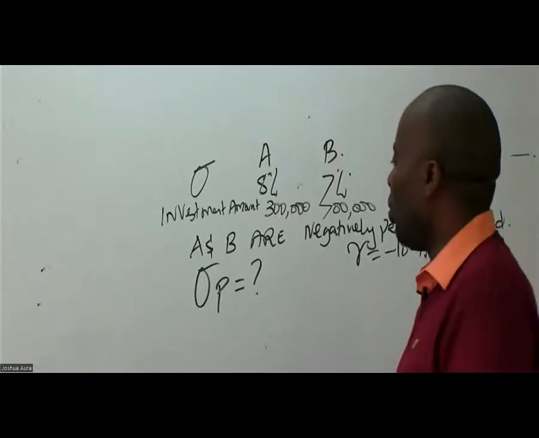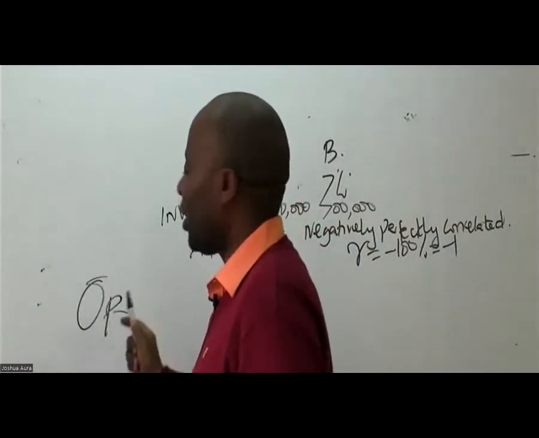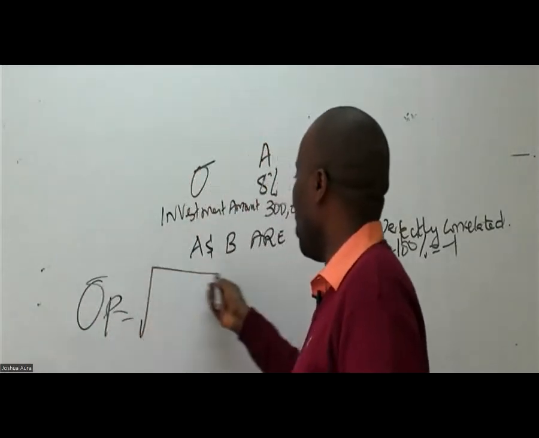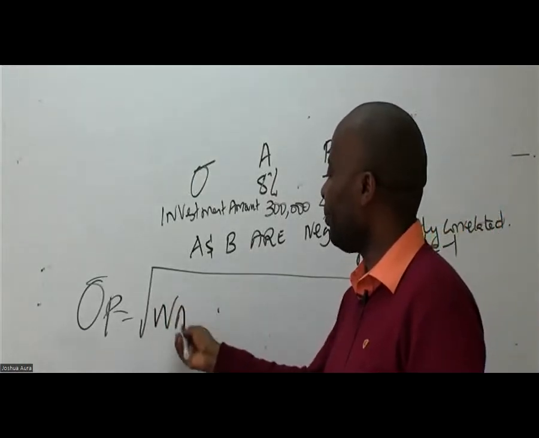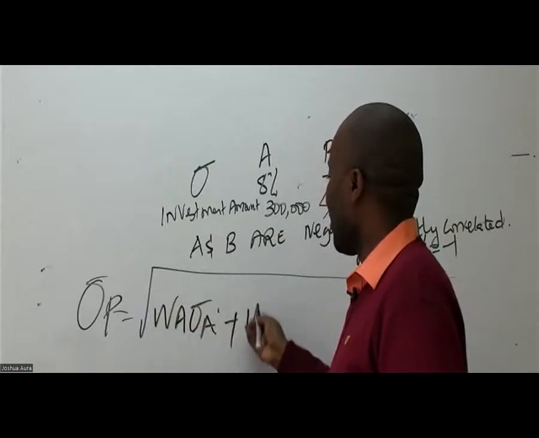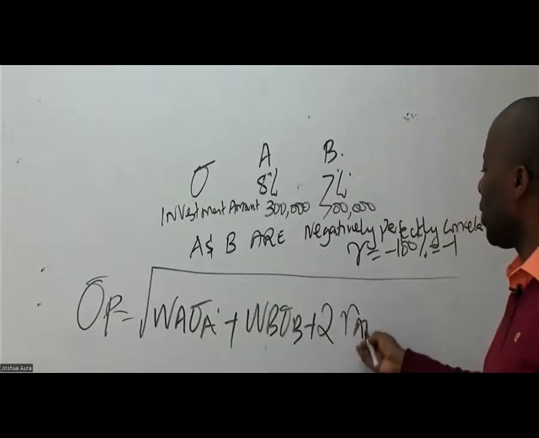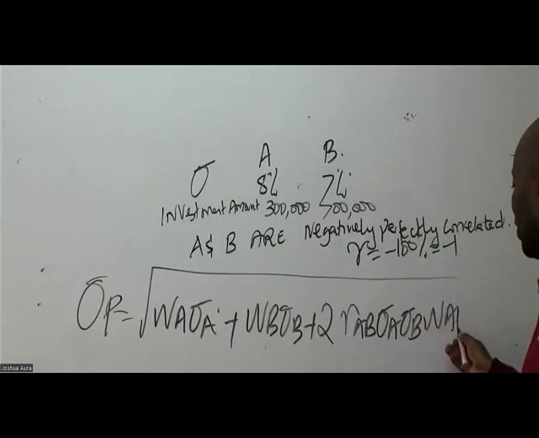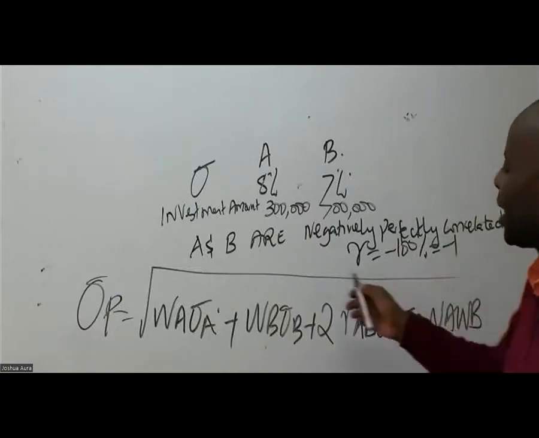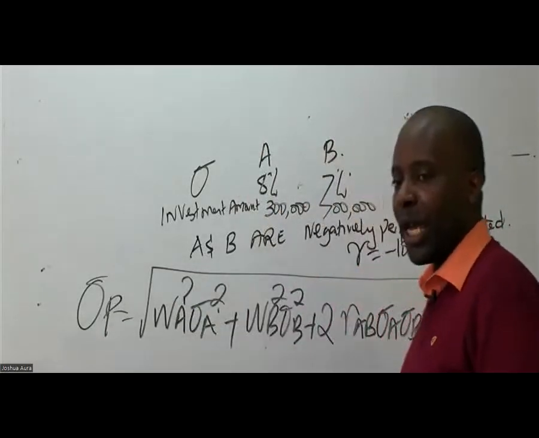And then now I'll come and pull my big formula. I know that the standard deviation of my portfolio will have a big square root. We have twice the correlation between A and B. And if you're using correlation, then we must attach the respective standard deviations, not forgetting the weights, and not forgetting that all four of these are supposed to be squared.